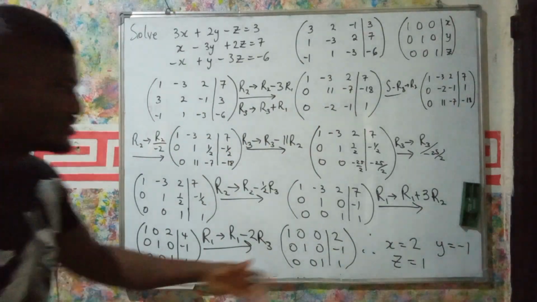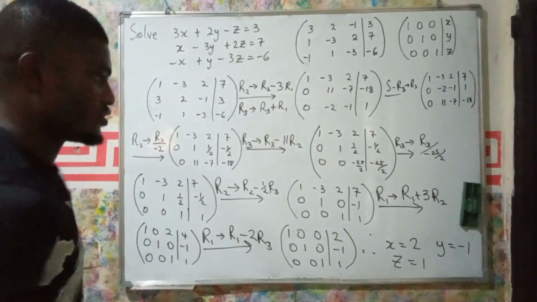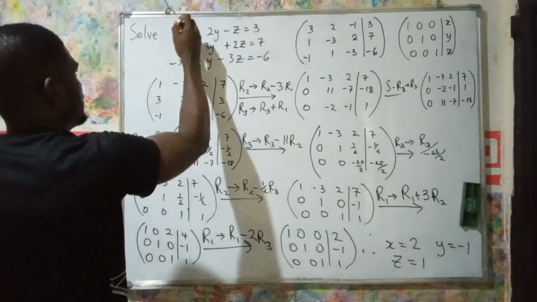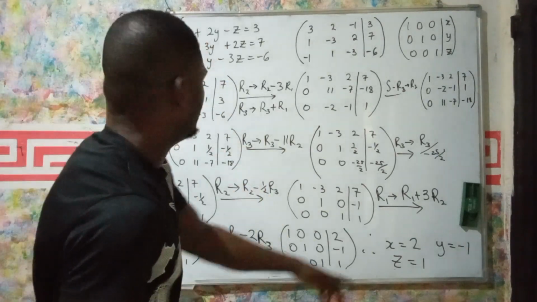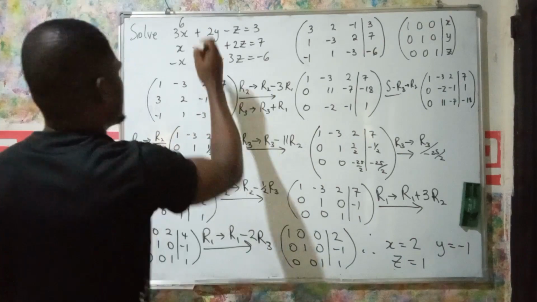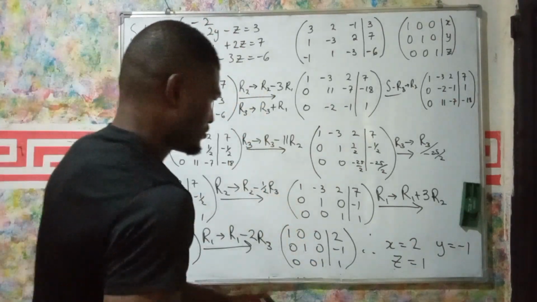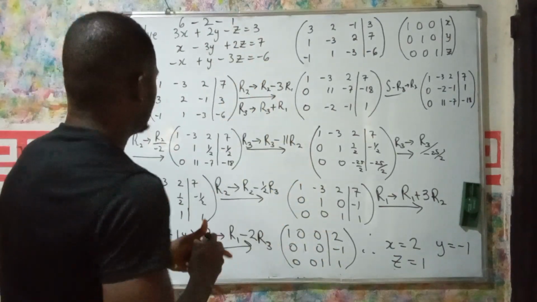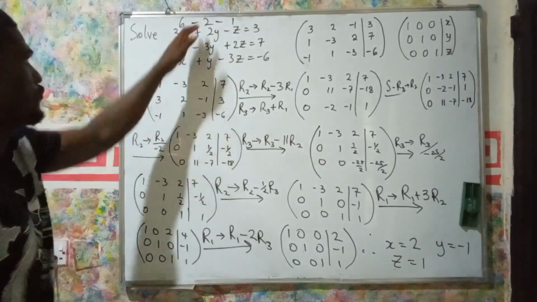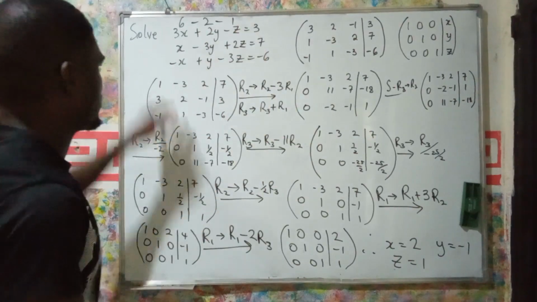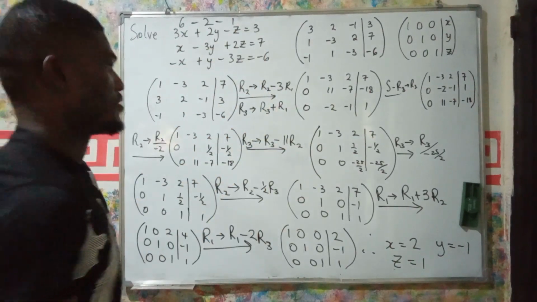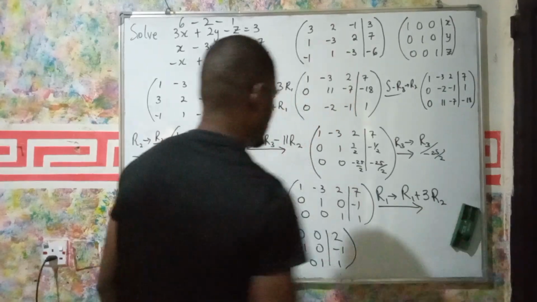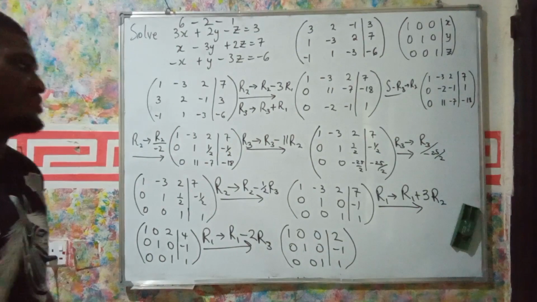So we can check it with any of these equations. 3 times 2 is 6. So we have 6 here. 2 times minus 1 is minus 2. And then minus 1. All right, so this is 6 minus 2, that's 4. 4 minus 1, that's 3. So you can test for the rest and see if the value is correct. All right, so that's how we use augmented matrices to solve for x, y, and z.